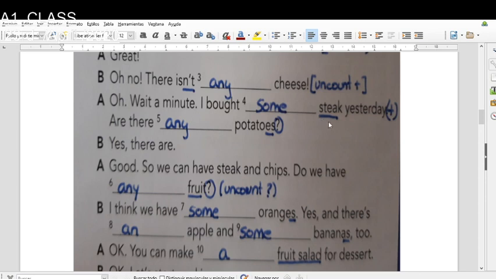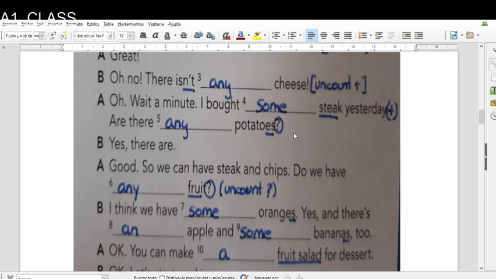Then, uncountable and affirmative, some. I bought some steak yesterday. Porque es carne. Por eso aquí lo contabilizan como incontable. Uncountable, affirmative, some. I bought some steak yesterday.